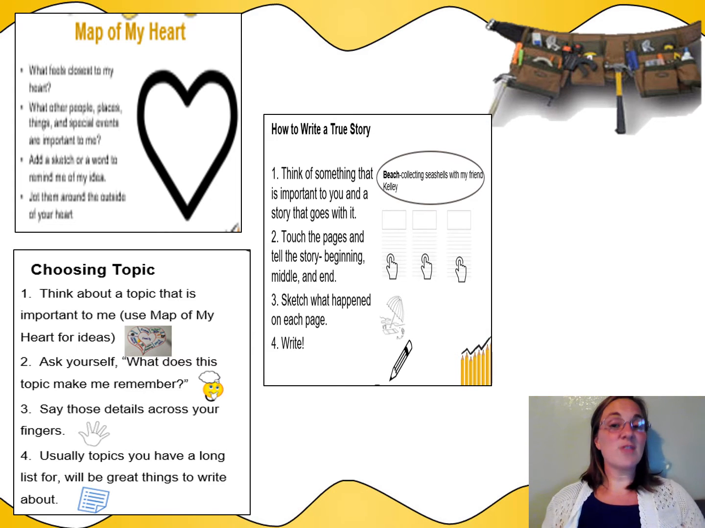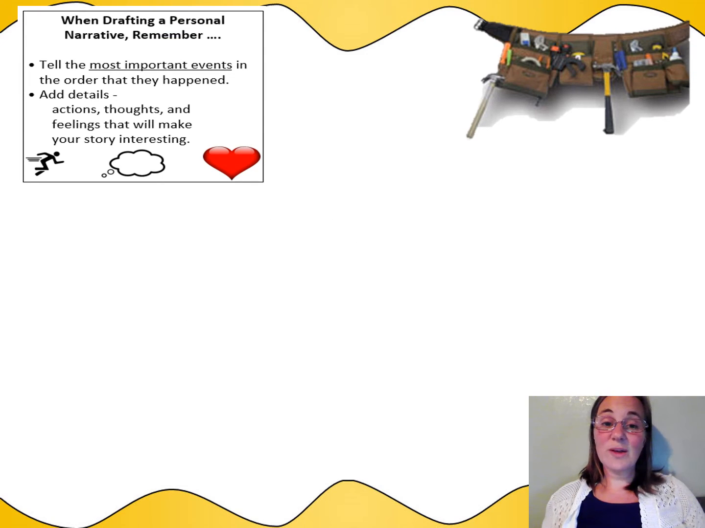After that, we added this tool, how to write a true story. And we use this chart to help us remember how to pick a topic, say the beginning, middle, and end across pages, sketch what happens, and then write. Do you remember that tool? Another tool that was in our tool belt was when we had our drafting a personal narrative chart, and we remembered how to write the most important events and how to add those details that make our writing more exciting.